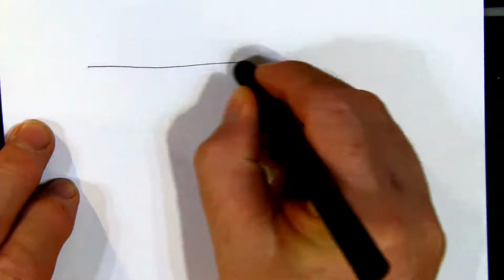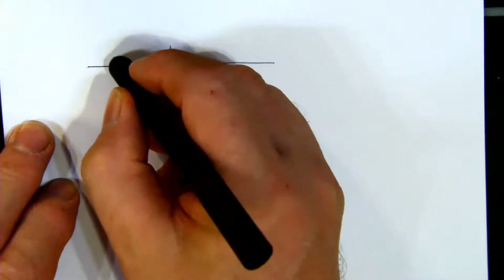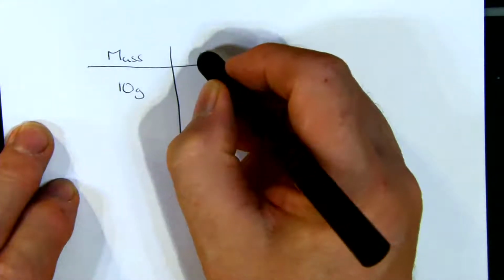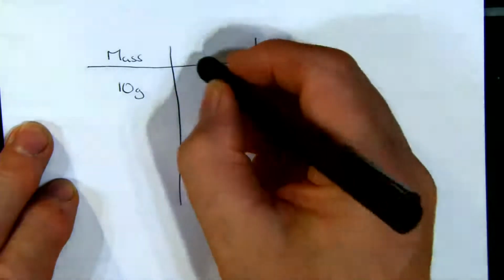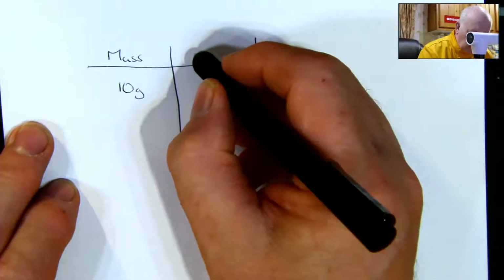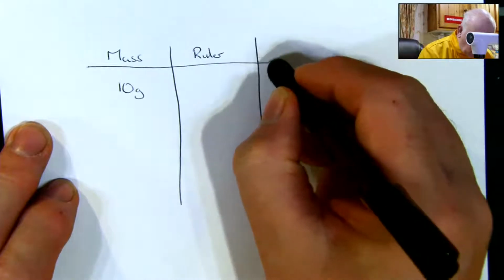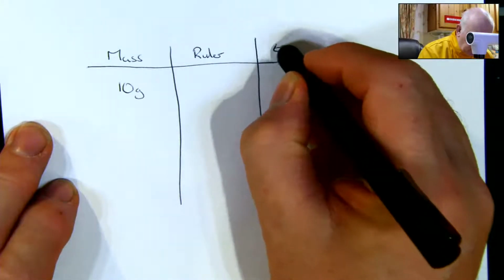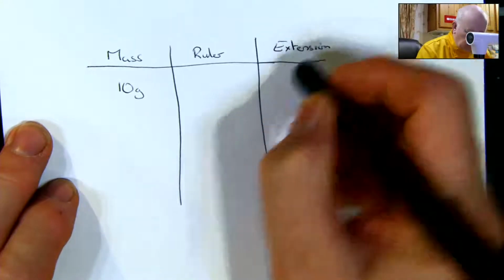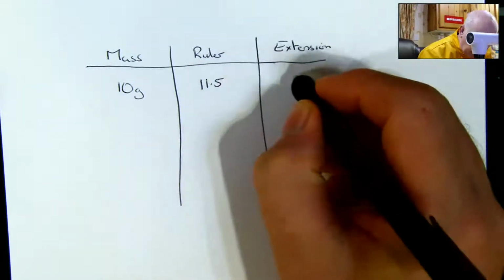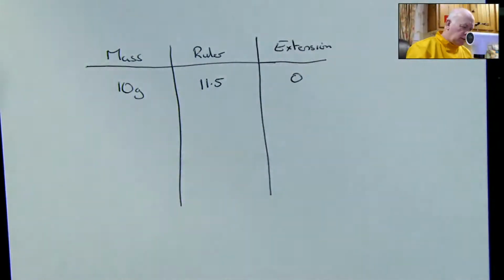So we're going to now record this information. Let's set this up. So I've got a brief table. We've got here the mass, and it's 10 grams. And I've got here its distance, where we are on the ruler. Let's measure where we are on the ruler. So that's our ruler. And what I want here to record is the extension. So the ruler, where are we? We said it's going to be 11.5, and I'm going to give that an extension of 0. Let's see what happens.